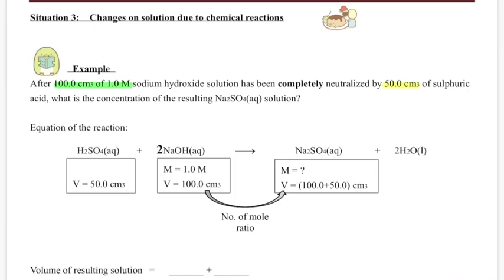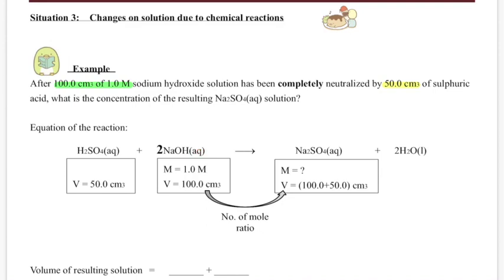Okay. For this example, we have sodium hydroxide, which reacts completely with sulfuric acid. So the resulting product would be sodium sulfate and then plus water. This is a neutralization reaction. And what we have in the question provided for us is the volume of the sulfuric acid used, and the volume and the molarity of sodium hydroxide solution. So from the information given in the question, we will be able to work out the number of mole of sodium hydroxide used in the reaction.